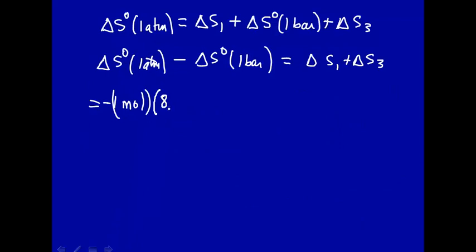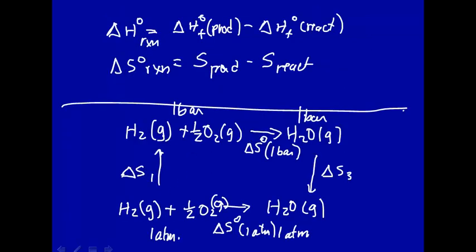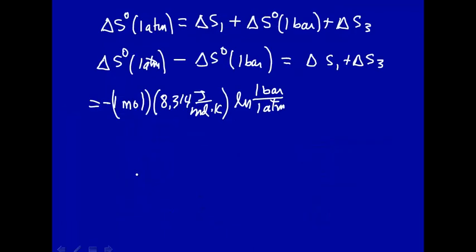R, 8.314 joule per mole Kelvin times the natural log of the final pressure, 1 bar, over the initial pressure, 1 atmosphere. Okay, so we've done hydrogen. We took it from 1 atmosphere to 1 bar. Let's do oxygen. That'll be the second term that contributes to delta S1. Okay, minus a half mole. I'll omit the units for this one. 8.314 times the natural log of 1 bar over 1 atmosphere. That's delta S1.